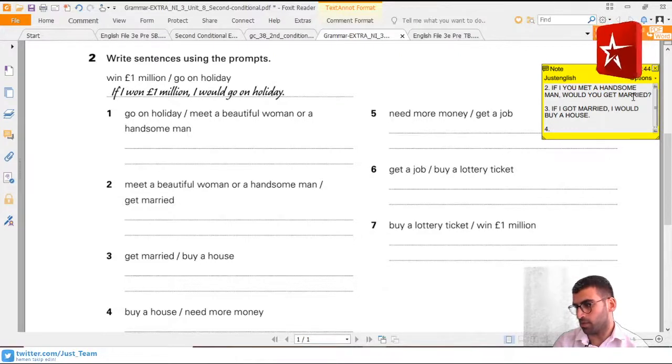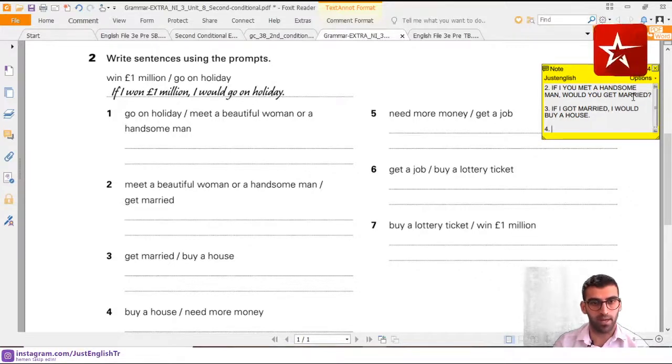Guys, Koşullu and Gülsafak, thank you so much for your ideas, for your answers. And number 4, buy a house, need more money.